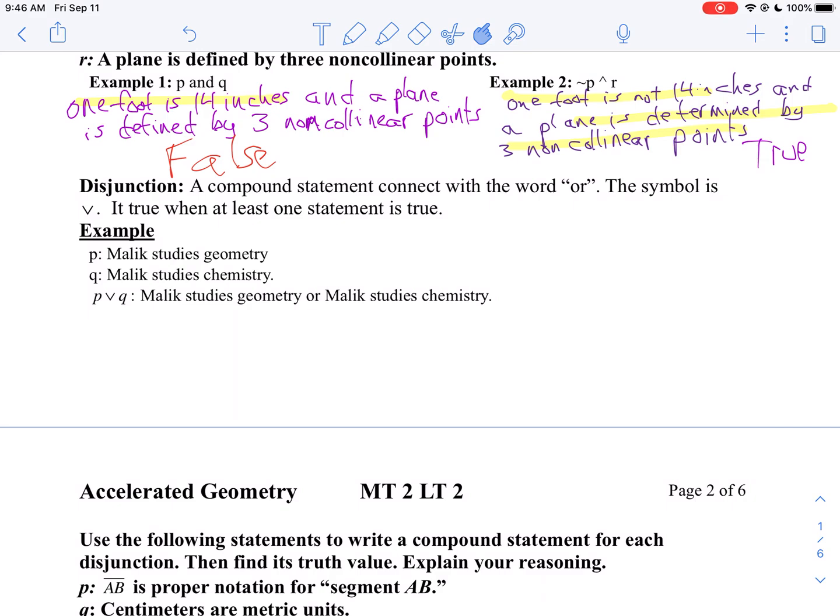So if we take a look at the example here, the first statement is Malik studies geometry, and the second statement, Malik studies chemistry. So our compound statement with or would be Malik studies geometry or studies chemistry. The only time this would be false is if Malik does not study geometry and does not study chemistry. If one of those is true, the whole statement is true.